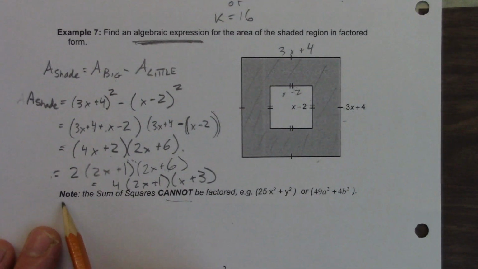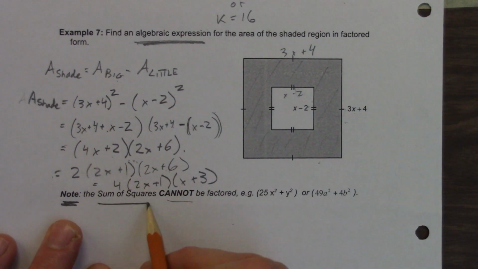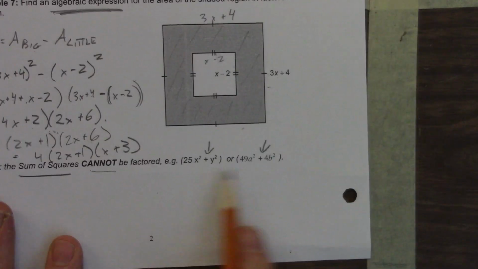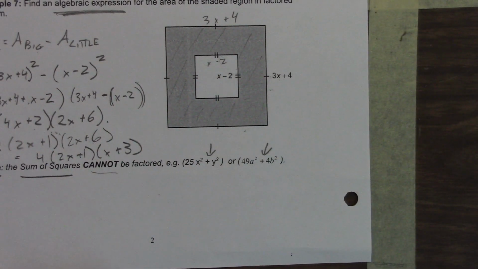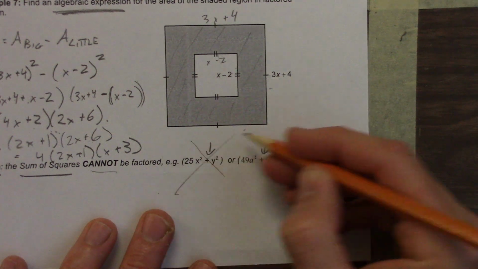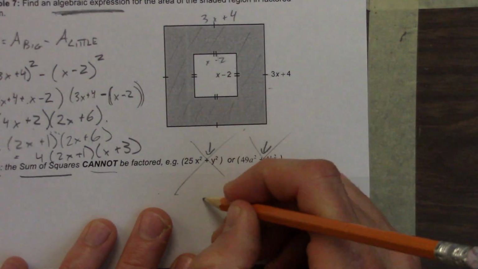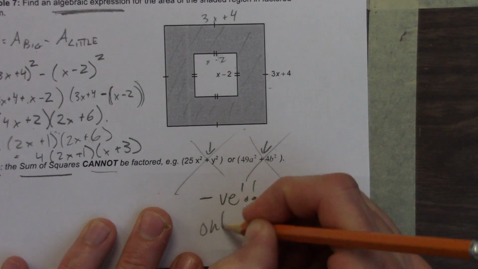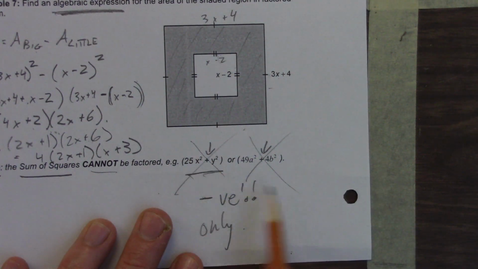Now, just the last thing to note here, the sum of squares, if there's a plus here, although these look kind of similar to what we've been doing, you cannot do anything with these. It has to be negative. That's for difference of squares.